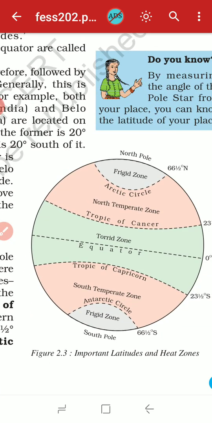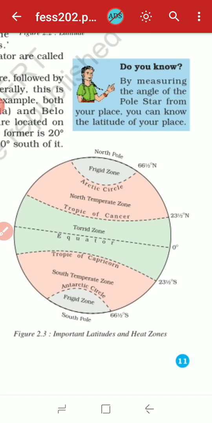Dear children, this figure number 2.3 is your homework. You have to draw it in your textbook. Figure number 2.3, important latitudes and heat zones, is your homework for today. You have to draw it in your textbook and send me the pictures.